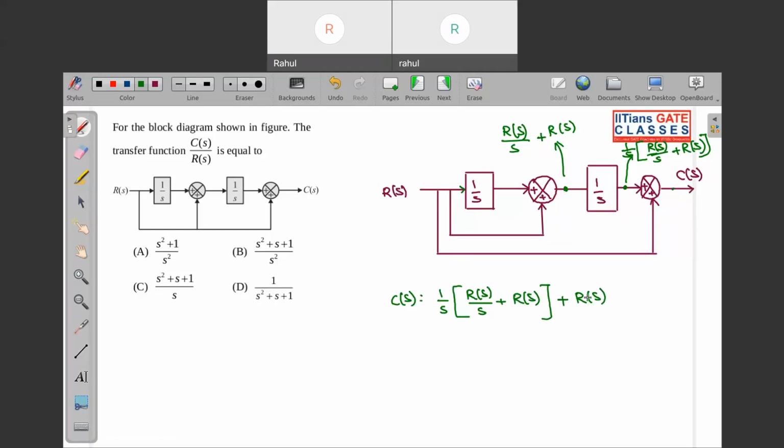Now if you take R(s) common and bring it to the denominator of the left side, C(s) by R(s) is equal to 1 by s square plus 1 by s plus 1. If you take the LCM, it is (1 plus s plus s square) by s square. So option B is the correct answer for this question.